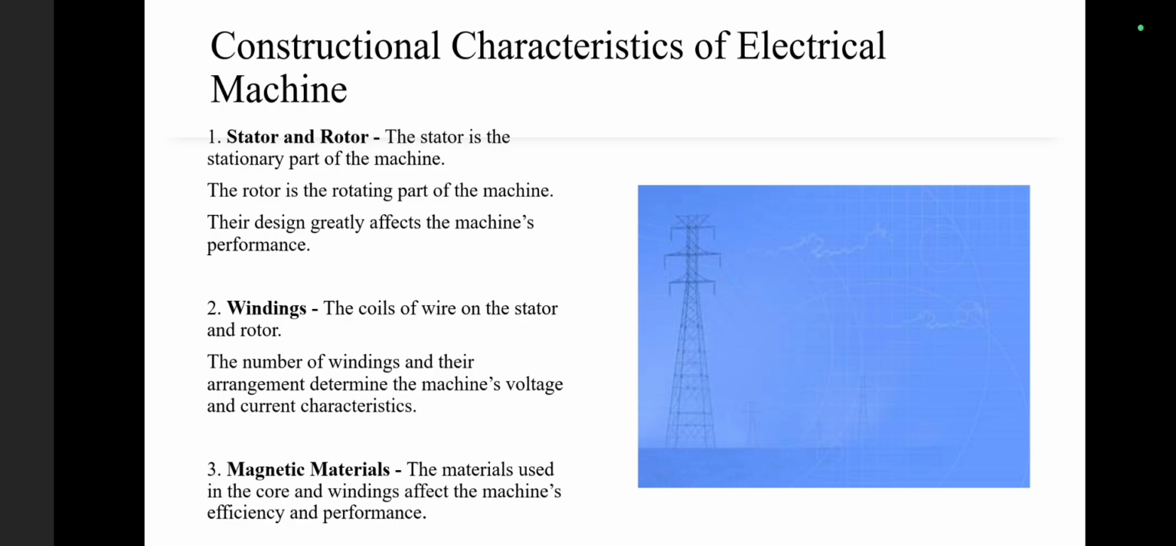Second, windings. The coils of wire on the stator and rotor. This is the wire that connects to the stator and rotor. The number of windings and their arrangement determines the machine's voltage and current characteristics. Third, magnetic materials. The materials used in the core and windings affect the machine's efficiency and performance.